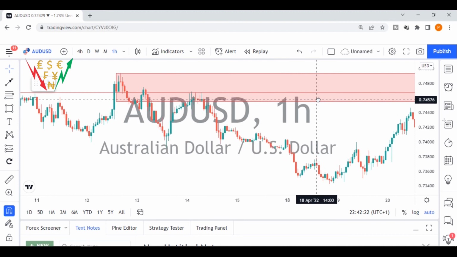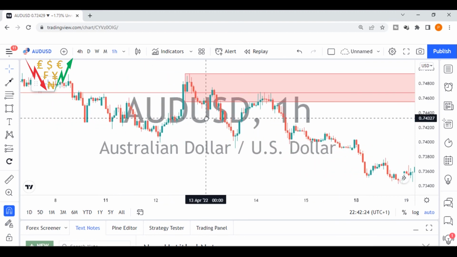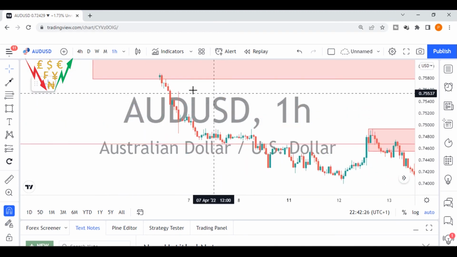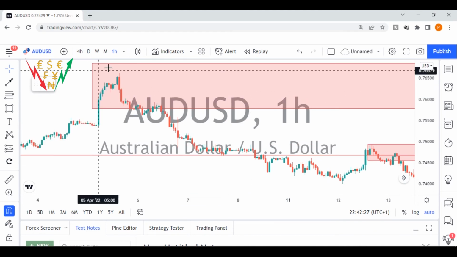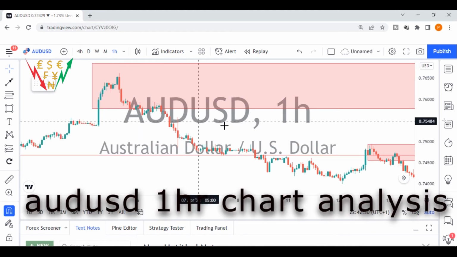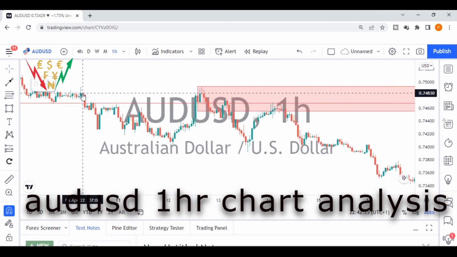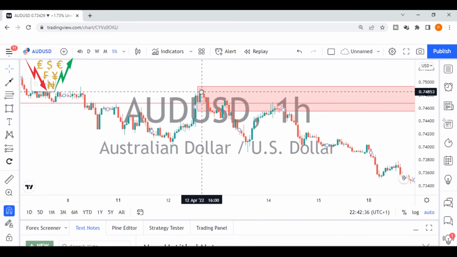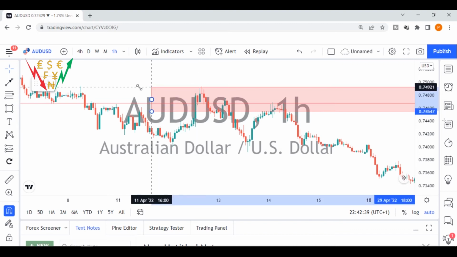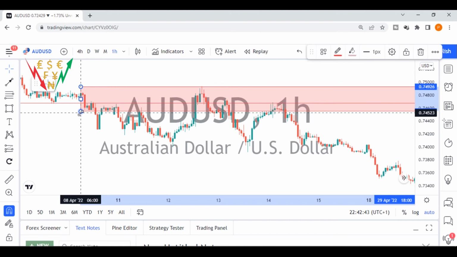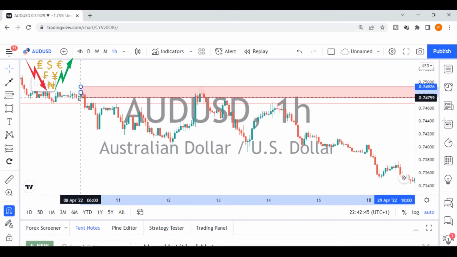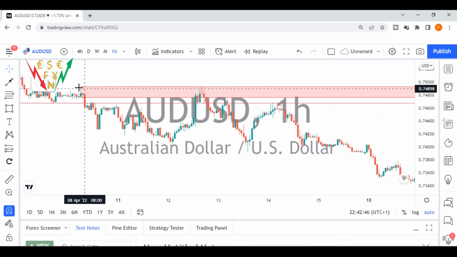On the 1-hour chart, you can see very much how the price reacted from the origin. It's where price originated from the supply zone, and you can see very much here that the zone extended up to this point. The zone extended right here. This was the origin.